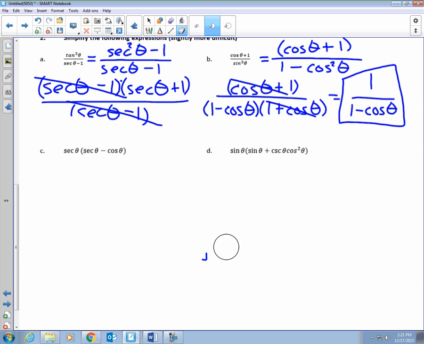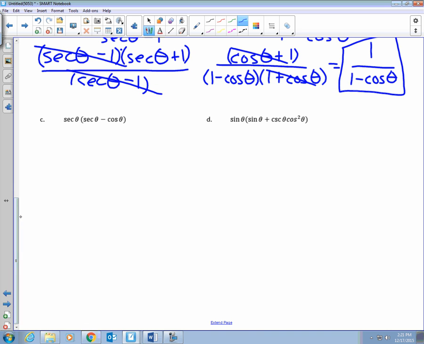Hey, look at D. I have sine times sine plus cosecant times cosine squared. I've got a cosine squared, but I don't really like the cosecant that's attached onto it. And I have a sine. I'd rather have a sine squared. So what do you think I should do? Let's distribute and see what happens. What's sine times sine?